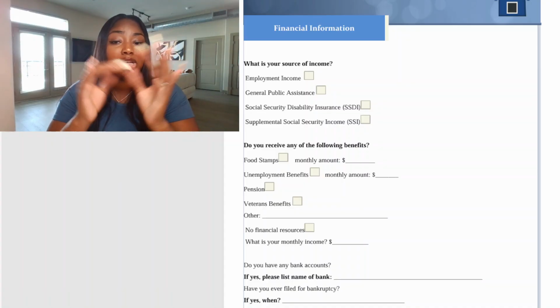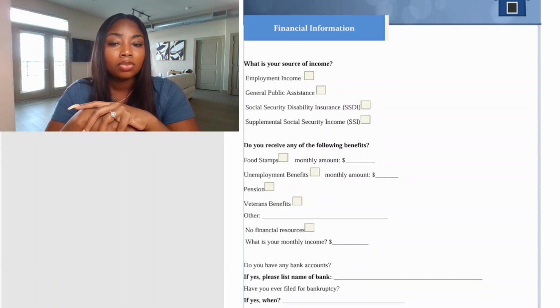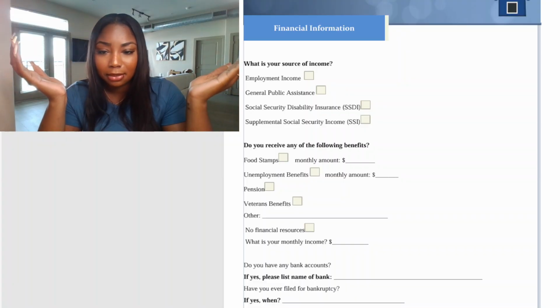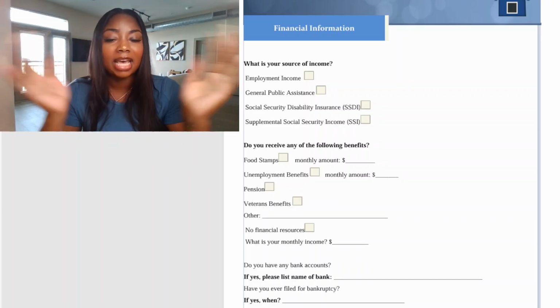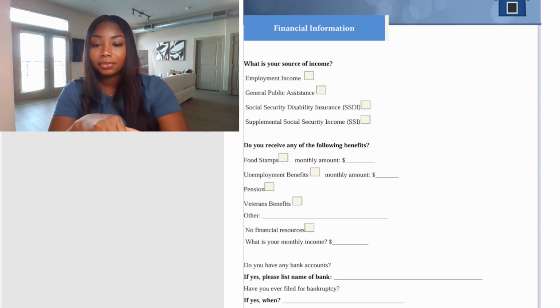Does this individual receive Social Security disability insurance? Do they receive SSI? Do they currently receive any food stamps, any unemployment, any pensions, any veteran benefits? And what is their monthly income? Do they have any bank accounts? Have you ever filed for bankruptcy? Please list any debts that you owe.